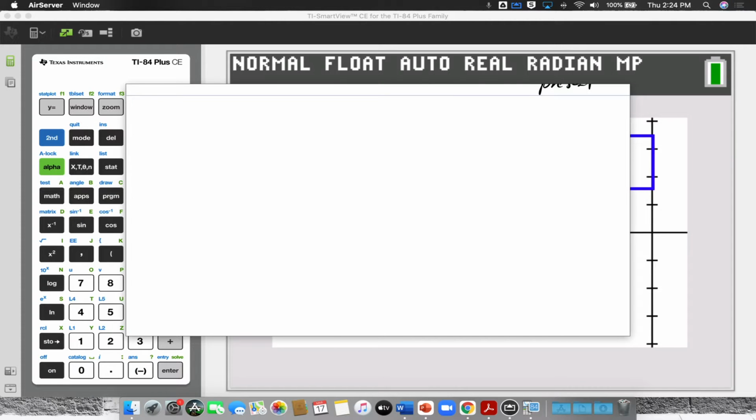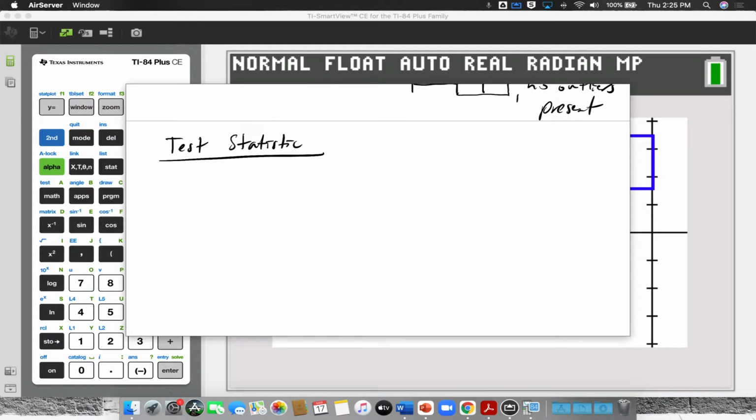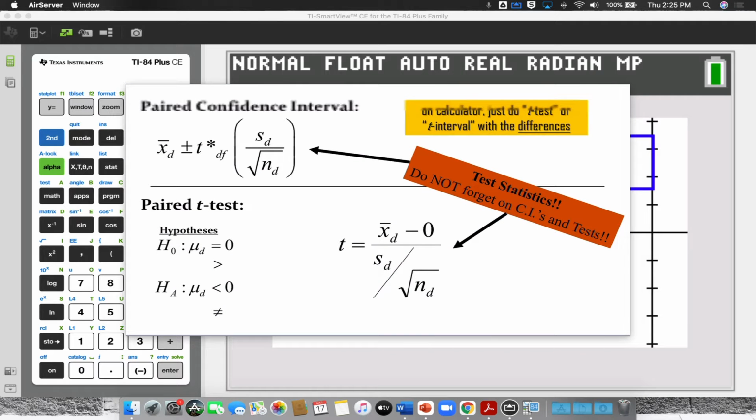So what else do we have? Test statistic. Oh, wait, that's not that hard. Okay. X bar D minus 0. Well, are we doing it? That's for an interval. Are we doing an interval here? Oh, wait, there's another one? Right. This one right here. So we have one for a paired confidence interval, and we have one for a paired t-test. So which one are we doing? A test or a confidence interval? We're not doing a confidence interval. So we're going to use this guy here.